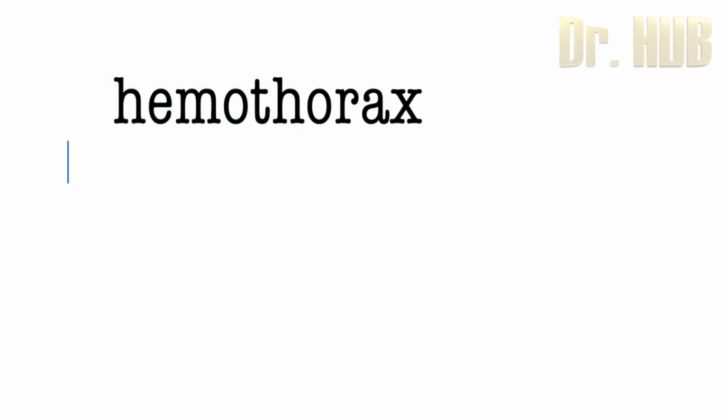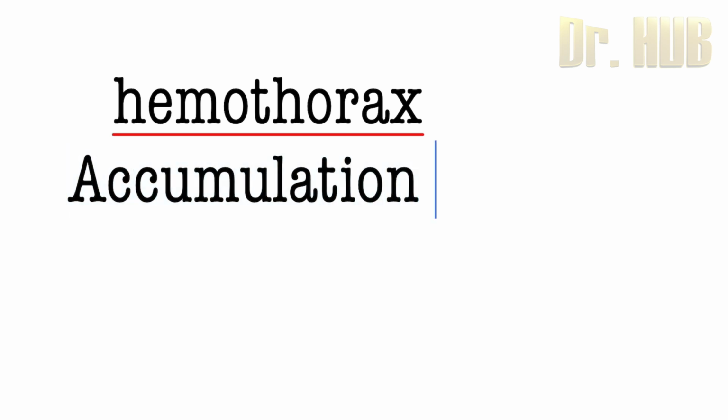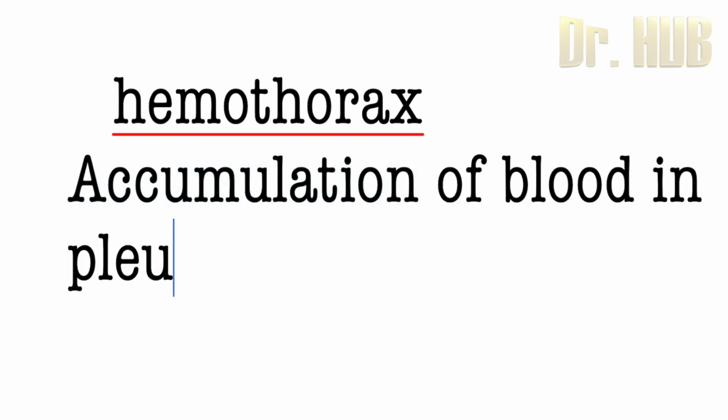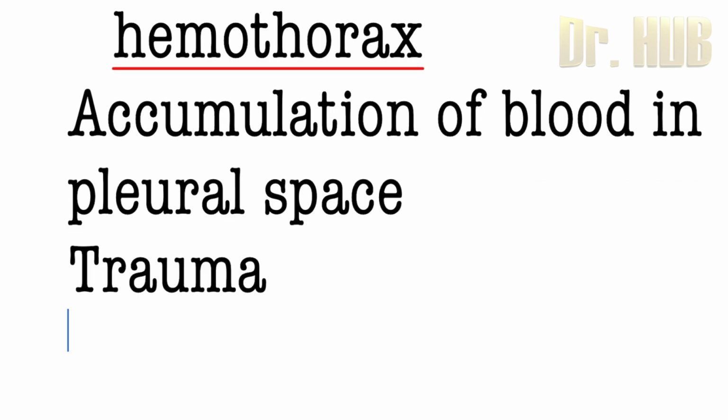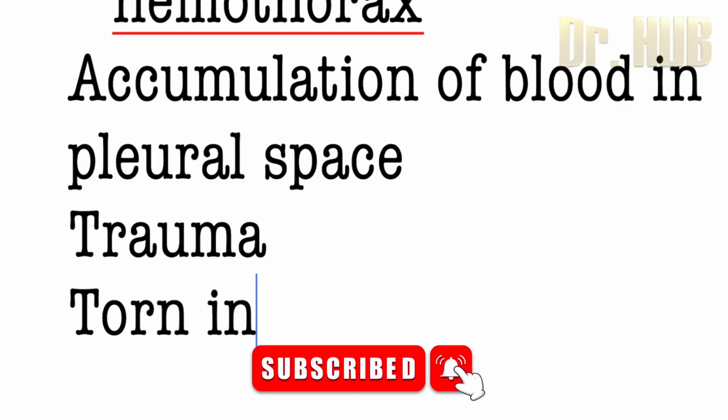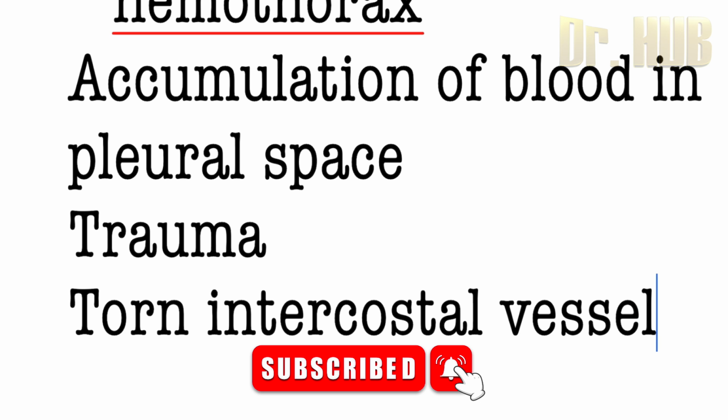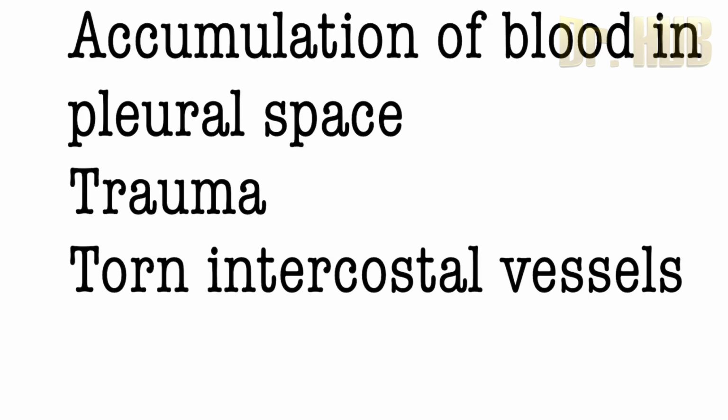Hemothorax. So what is hemothorax? Hemothorax, by definition, is accumulation of blood in the pleural space. The most common cause is trauma. The most common cause of massive hemothorax can be torn intercostal vessels, and this can be secondary to rib fracture.